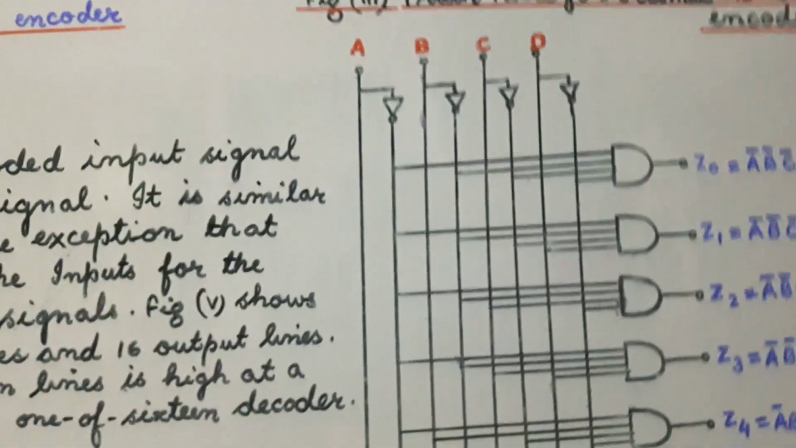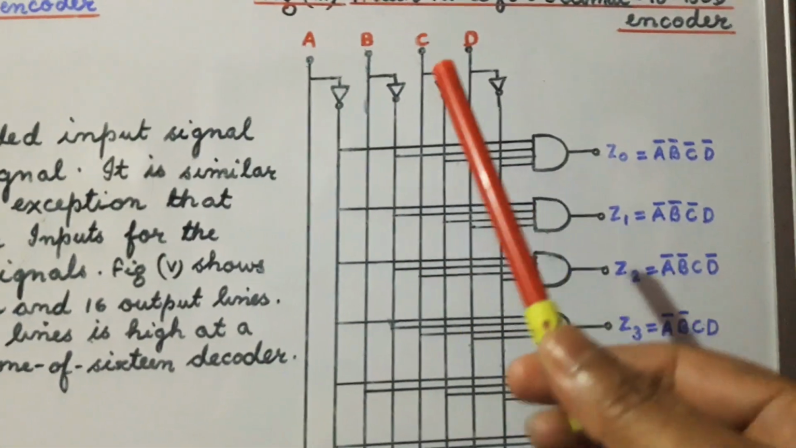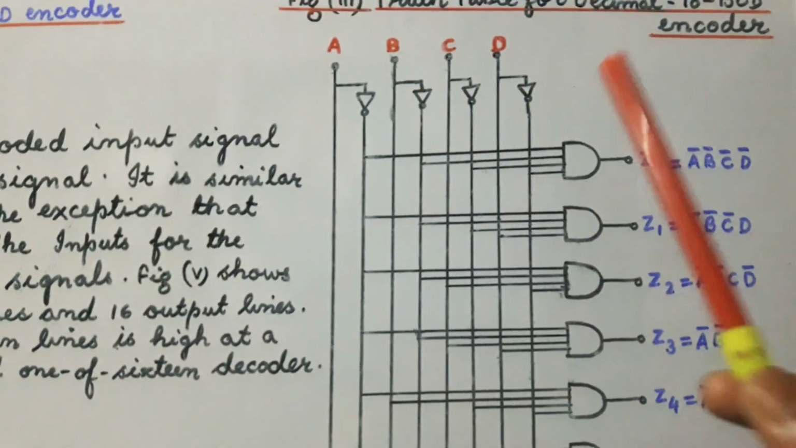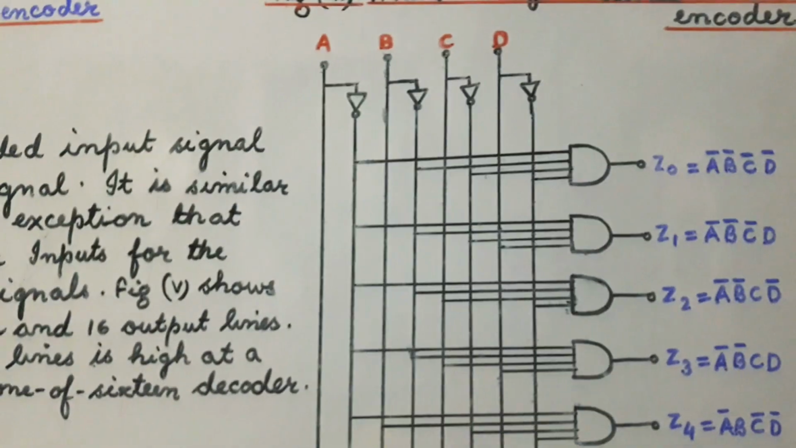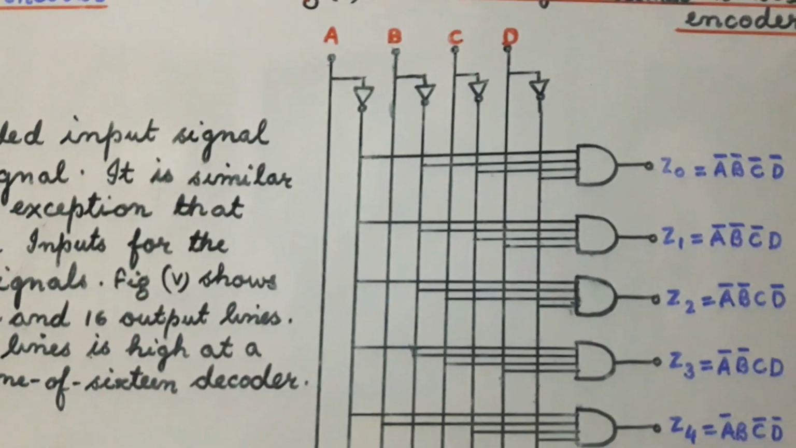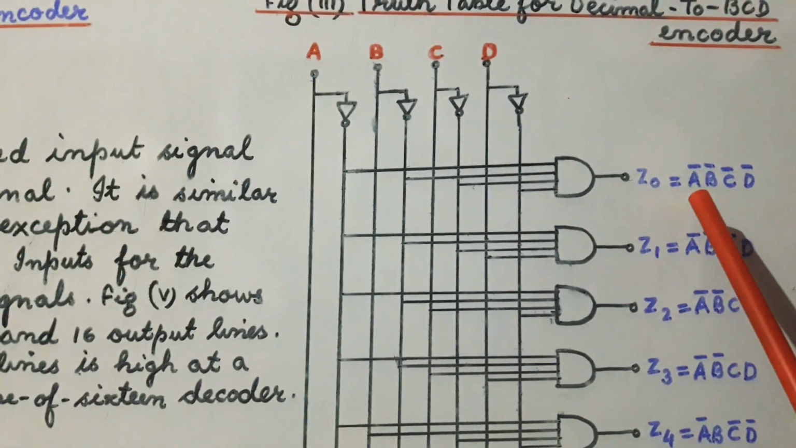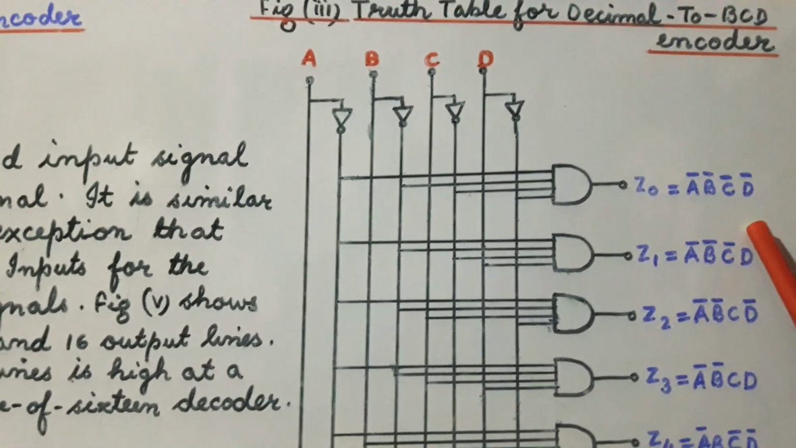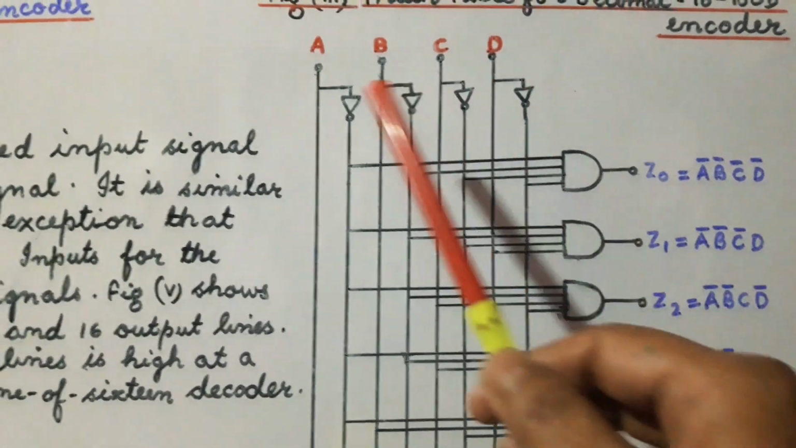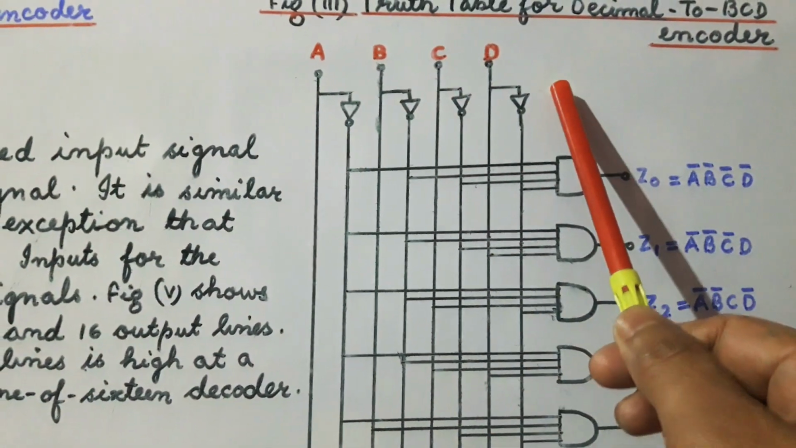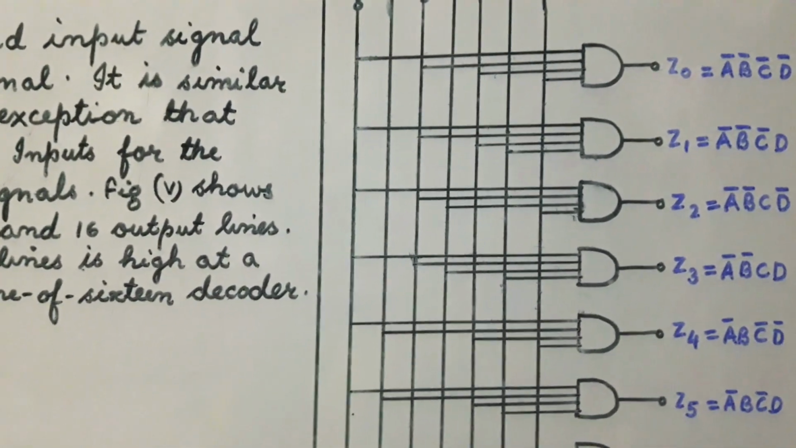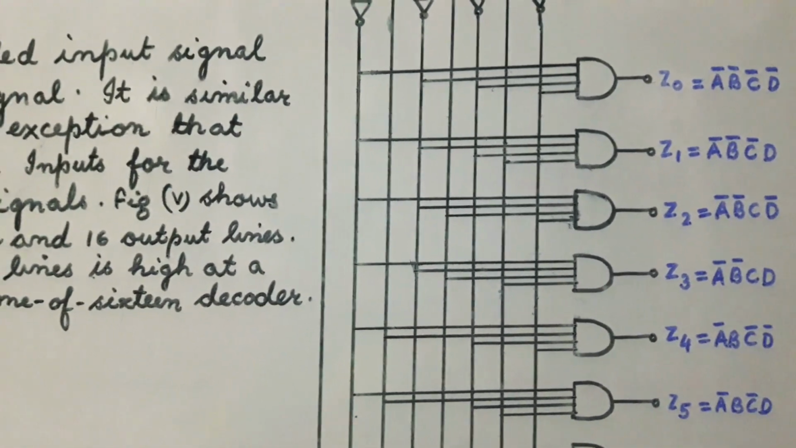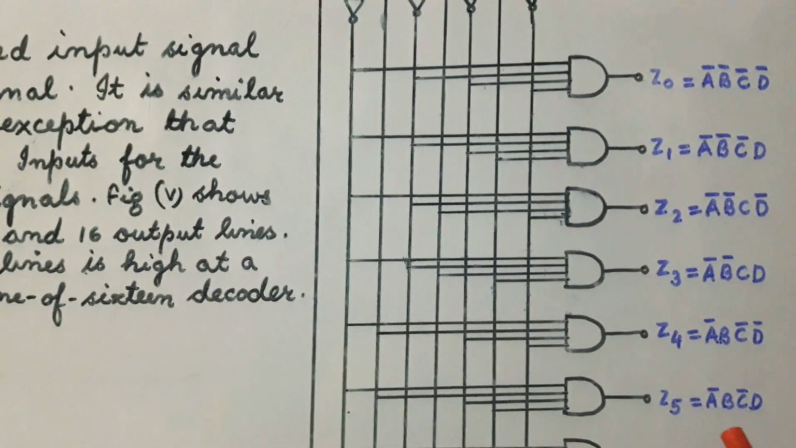From this circuit diagram, we find that when the value of A, B, C, D is 0, 0, 0, 0, then only the AND gate with the output Z0 is high. Now if A, B, C, D is 0, 1, 0, 1, then only the AND gate with the output Z5 has all the inputs high, and so only the output of Z5 is high.